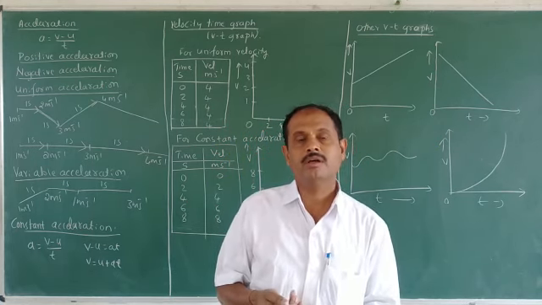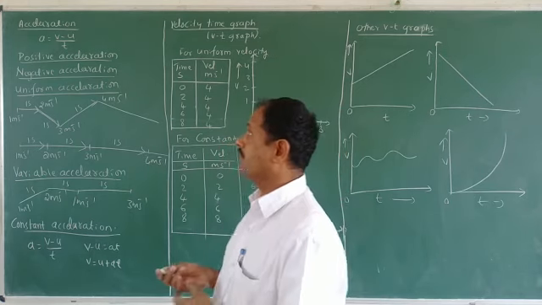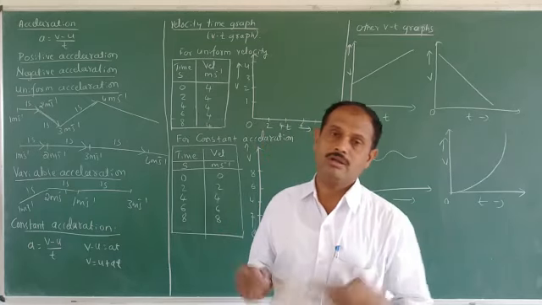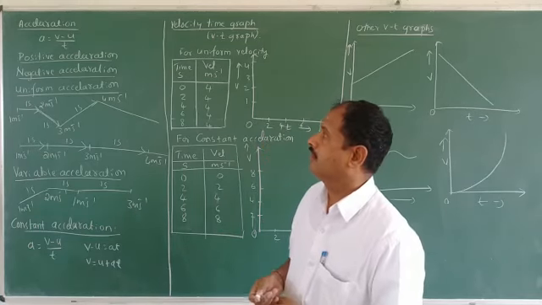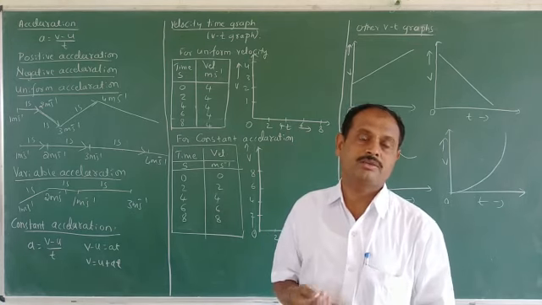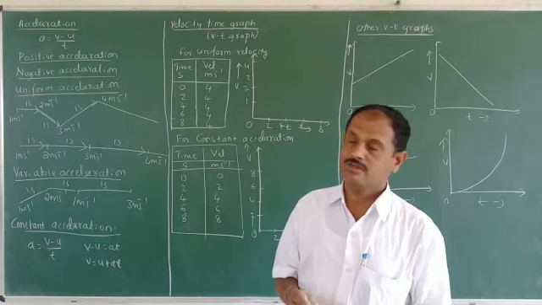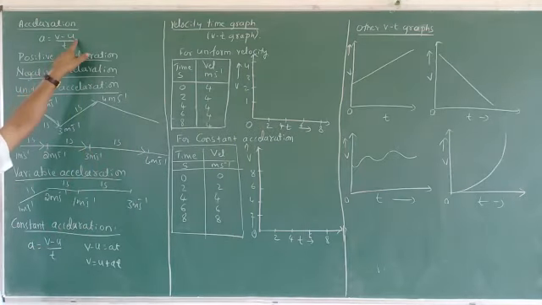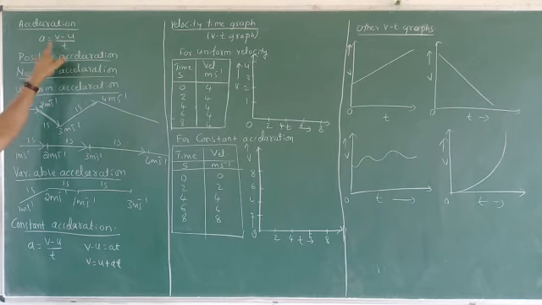Acceleration is also defined as the rate of change of velocity of the particle. Acceleration is equal to change in the velocity divided by time. Here u is the initial velocity, v is the final velocity, and t is the time. Change in the velocity divided by time is the acceleration.